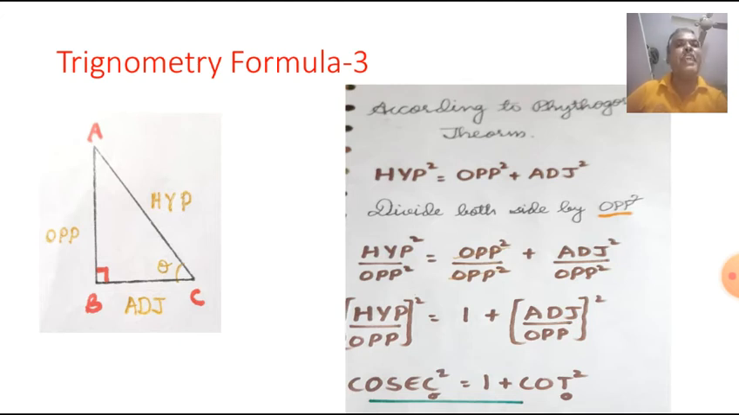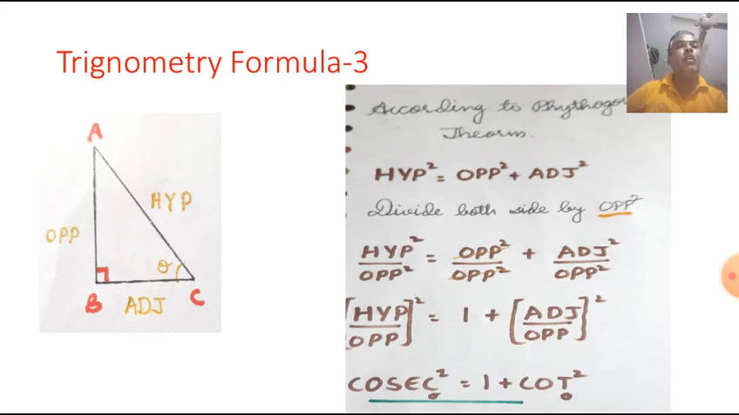If you do so, we get hypotenuse square divided by opposite square, that is equal to opposite square by opposite square plus adjacent square by opposite square. Opposite square will cancel with opposite square. Result is 1. Next, hypotenuse square divided by opposite square can be written as hypotenuse by opposite whole square. It is because a square by b square can be written as a by b whole square. In the same way, I replaced it. Hypotenuse by opposite whole square is equal to 1 plus adjacent by opposite whole square.